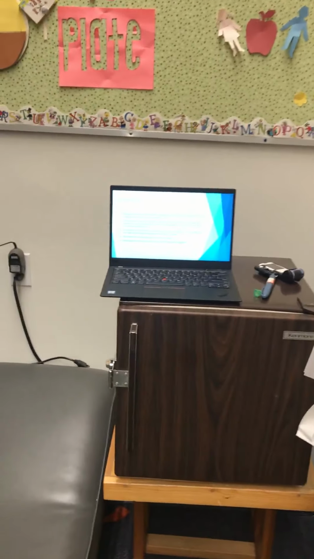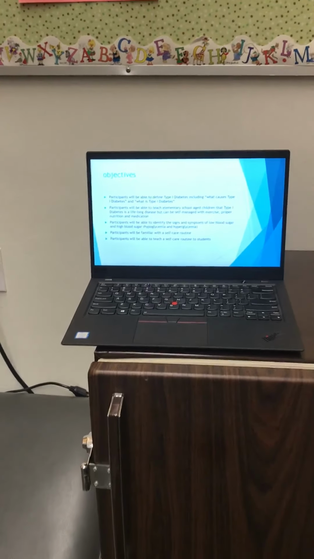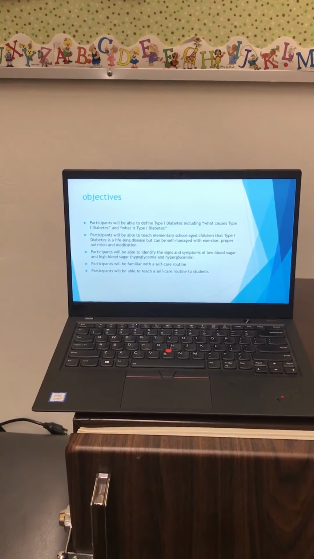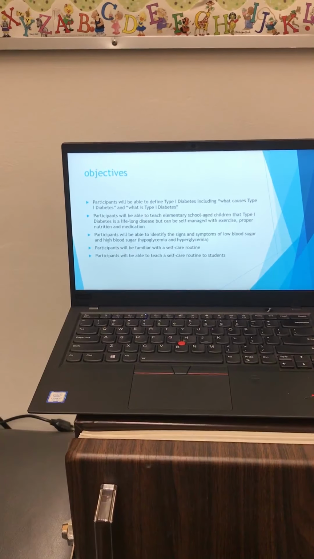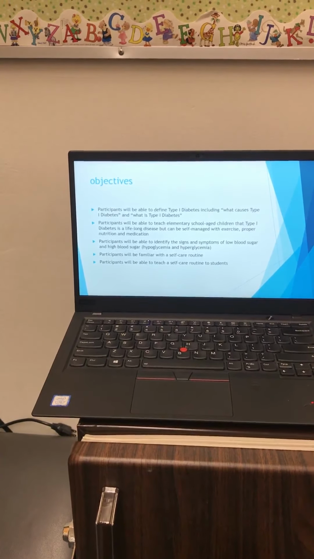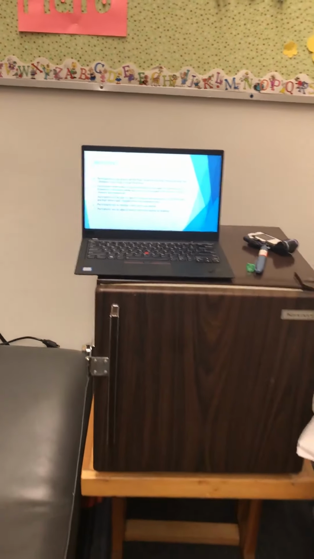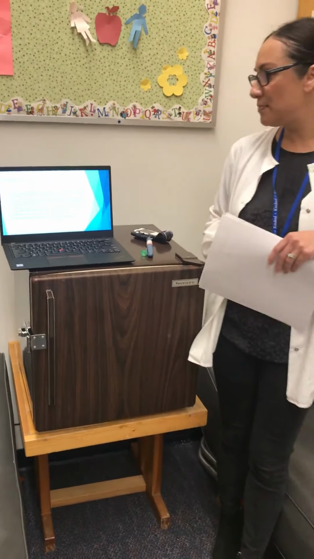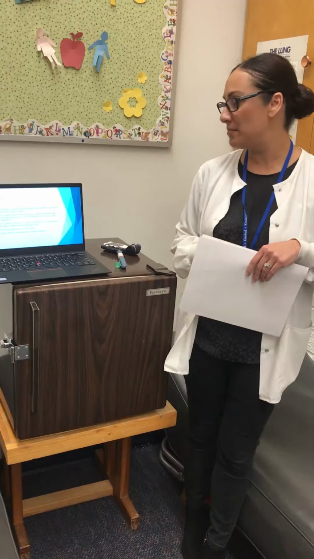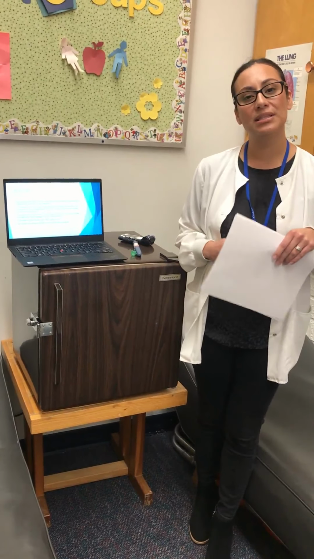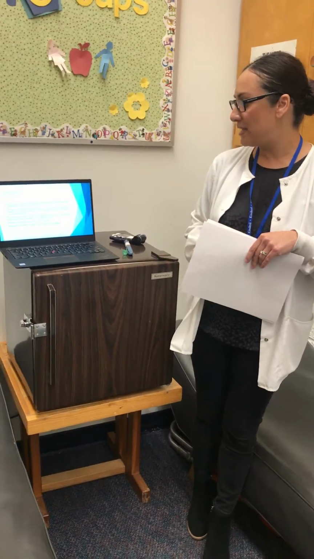The key objectives of this teaching lesson: the participants will be able to define type 1 diabetes, including what causes type 1 diabetes and what type 1 diabetes is. Participants will be able to teach elementary school age children that type 1 diabetes is a lifelong disease, but can be self-managed with exercise, proper nutrition, and medication. Participants will be able to identify the signs and symptoms of low blood sugar and high blood sugar, also known as hypoglycemia and hyperglycemia. Participants will be familiar with the self-care routine, and will be able to teach a self-care routine to the school-age children.